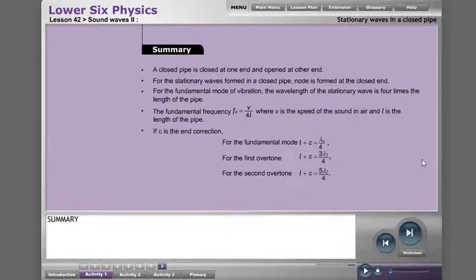If c is the end correction, for the fundamental mode, L + c = λ0/4. For the first overtone, L + c = 3λ1/4. For the second overtone, L + c = 5λ2/4.